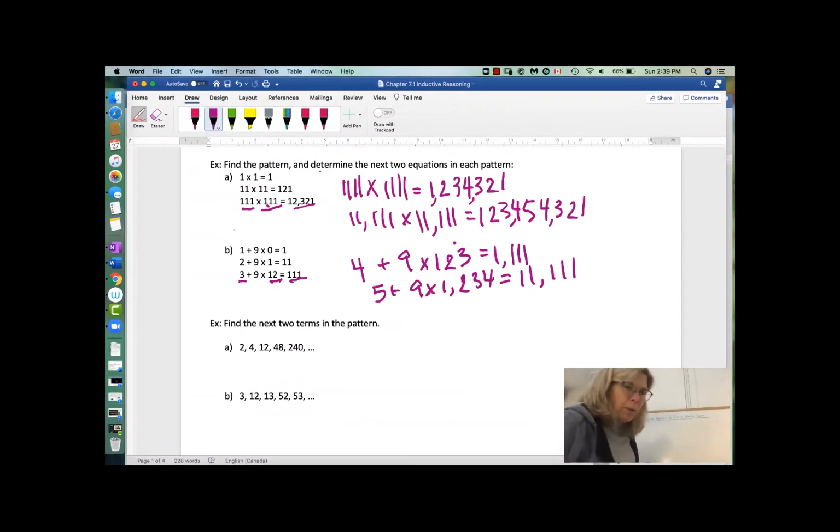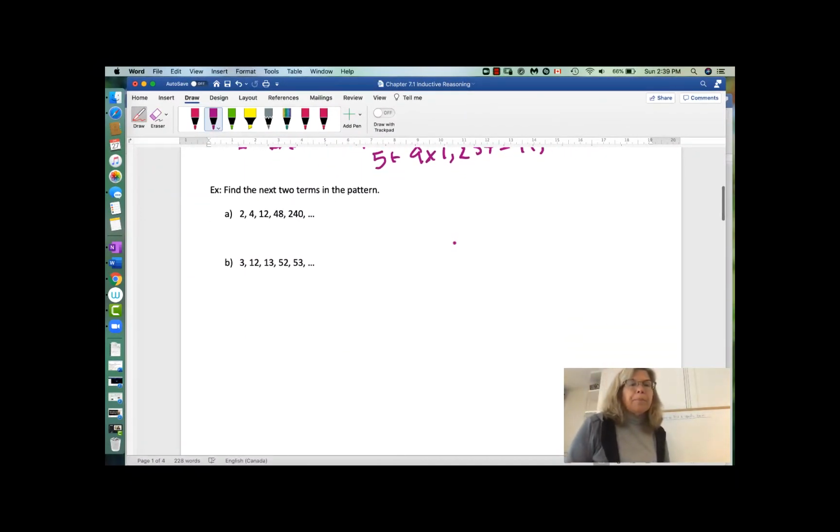So now we are going to talk about patterns that are in series or sequence. And the example is find the next two terms in the pattern 2, 4, 12, 48, 240.